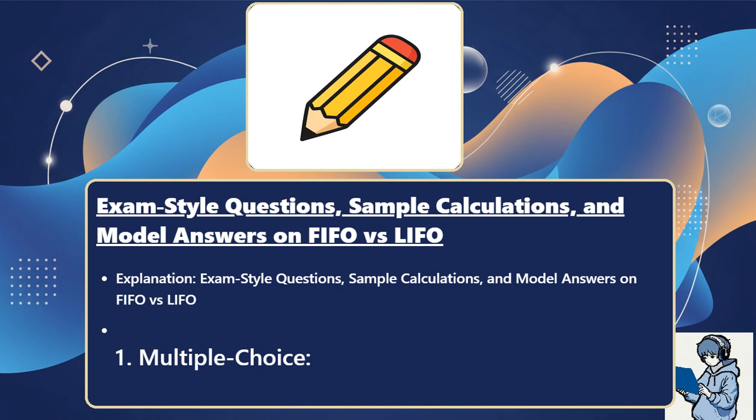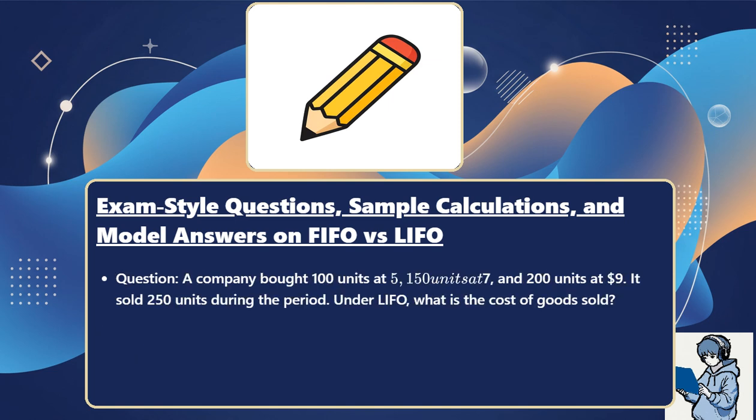Number 1. Multiple choice: Question: a company bought 100 units at $5, 150 units at $7, and 200 units at $9. It sold 250 units during the period. Under LIFO, what is the cost of goods sold? Options: A. $1,750, B. $1,850, C.